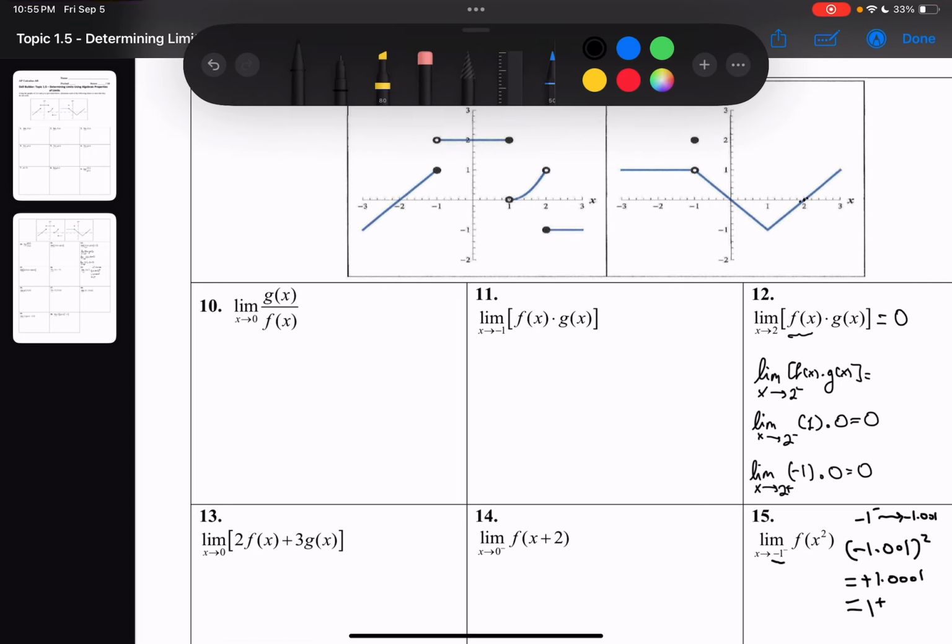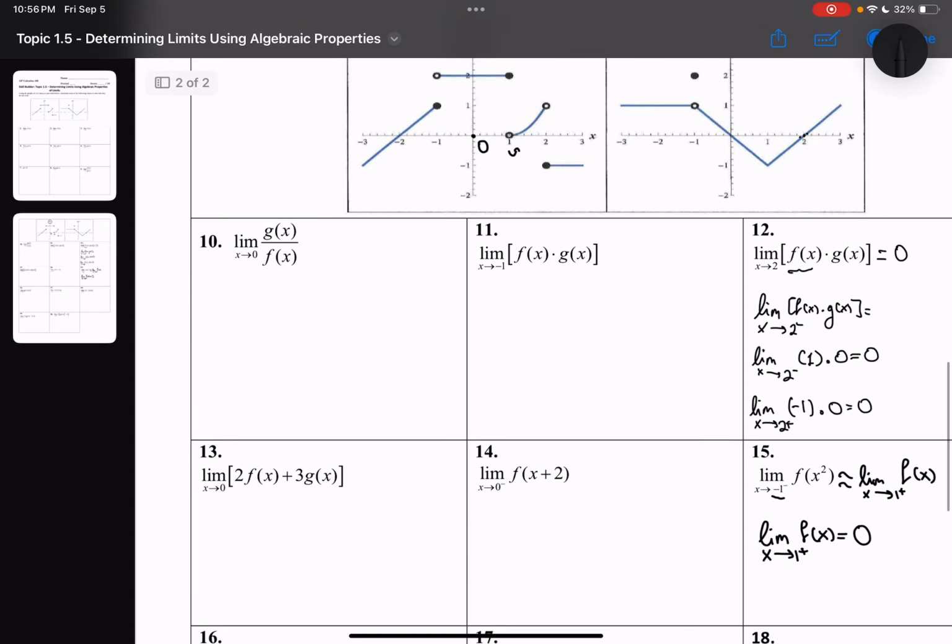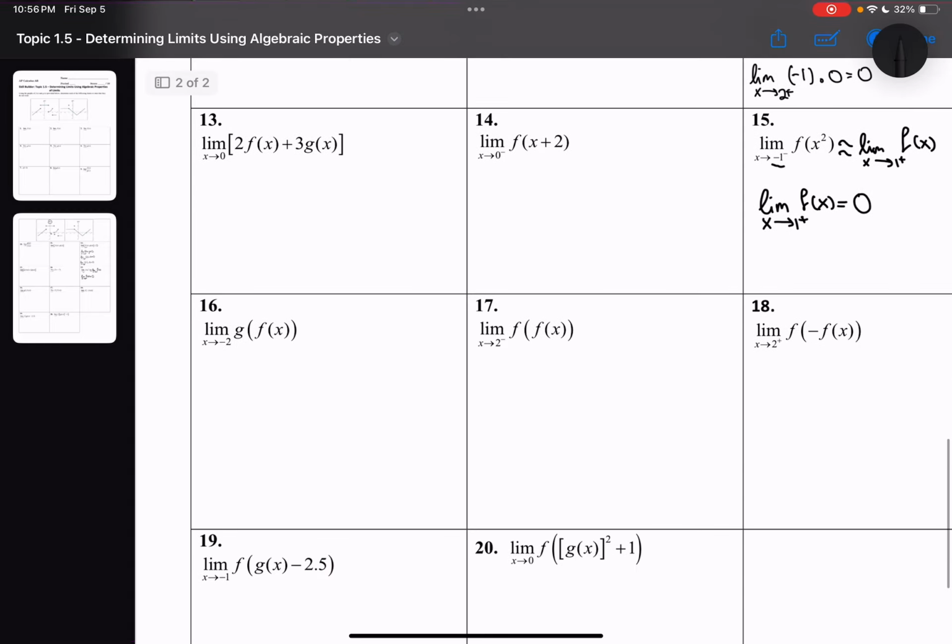So this means that the following limit that we have is equivalent to limit as x is going to 1 plus for f of x. This is how you need to think about algebraic manipulation over here. So limit as x tends to 1 plus for f of x, we're focusing on f of x. 1 plus, it is giving me 0. So we say that limit as x tends to 1 plus for f of x is going to be 0. We're going to move on to question number 18.